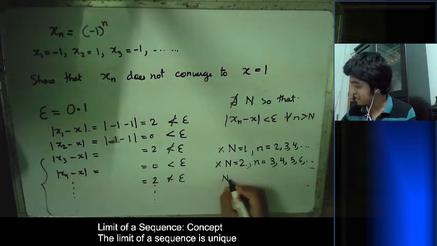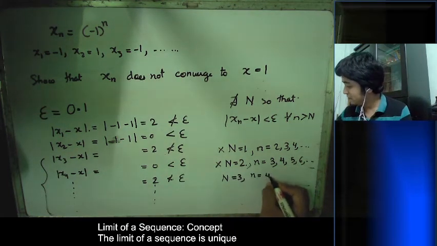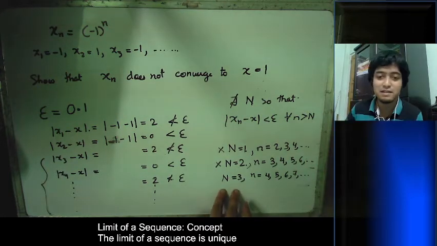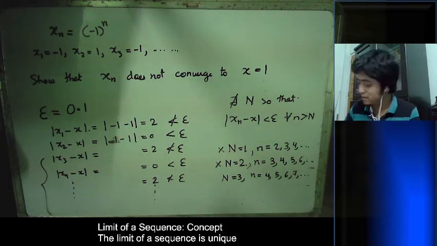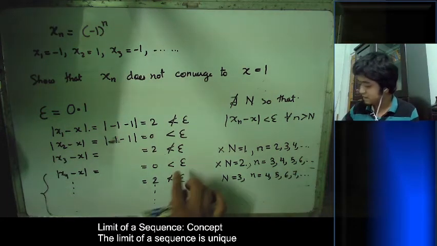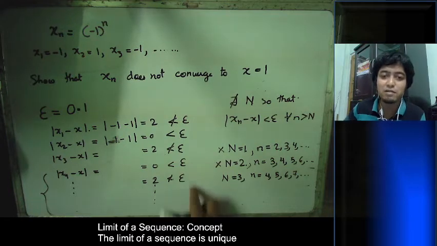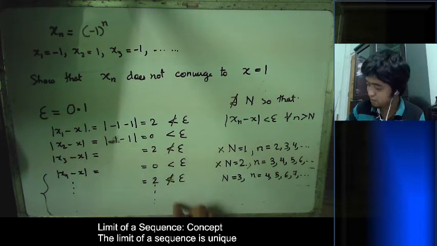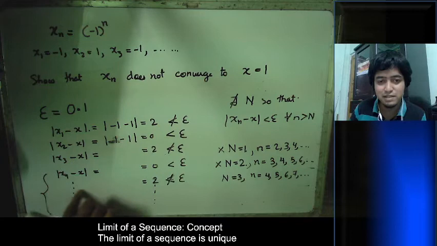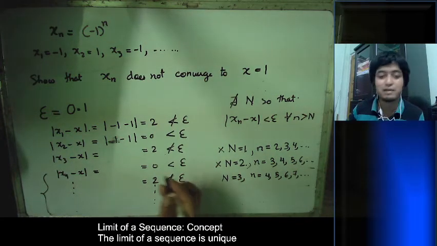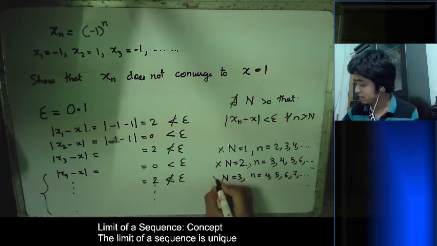Now you can again check N equal to 3. Suppose you are giving me N equal to 3, whether it works or not. But you will see that it will not work, because all of these numbers are not smaller than epsilon. Of course a few of them are smaller than epsilon, but there are also terms which are not smaller than epsilon, for example x5. So that's why it will not work.